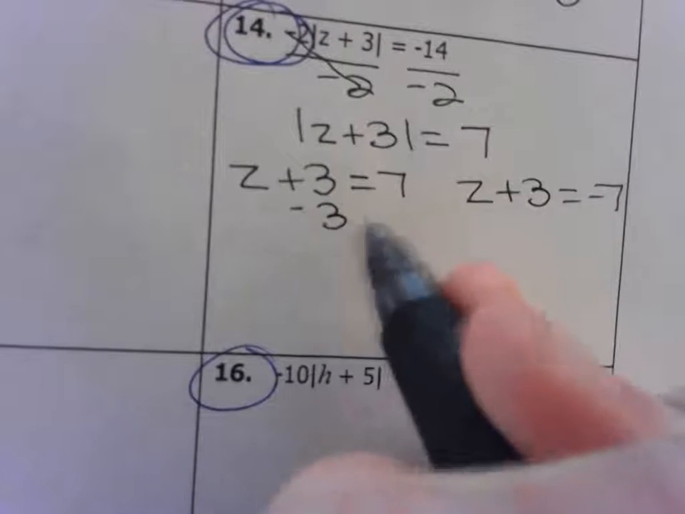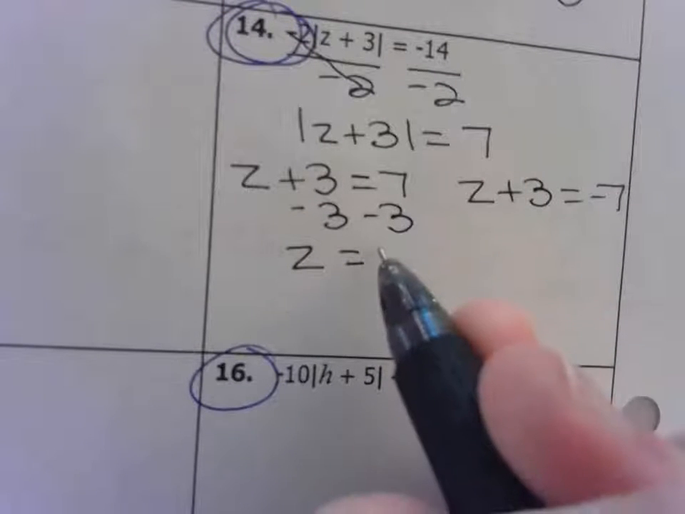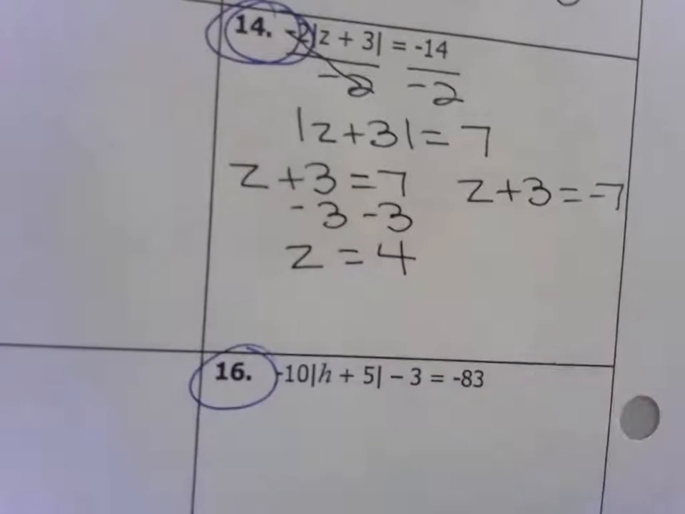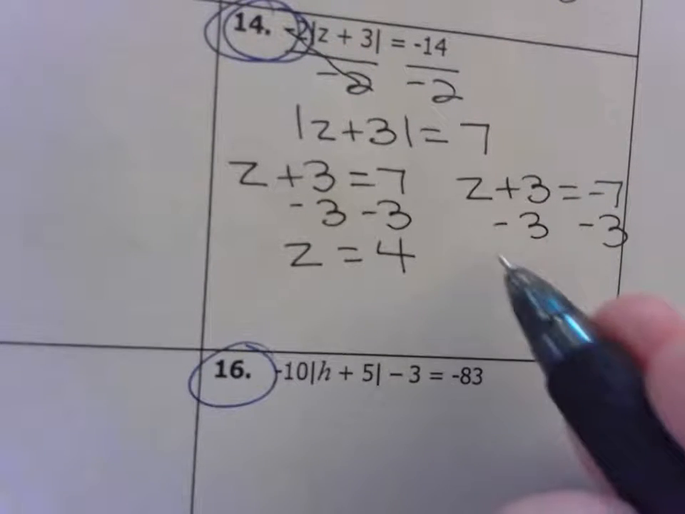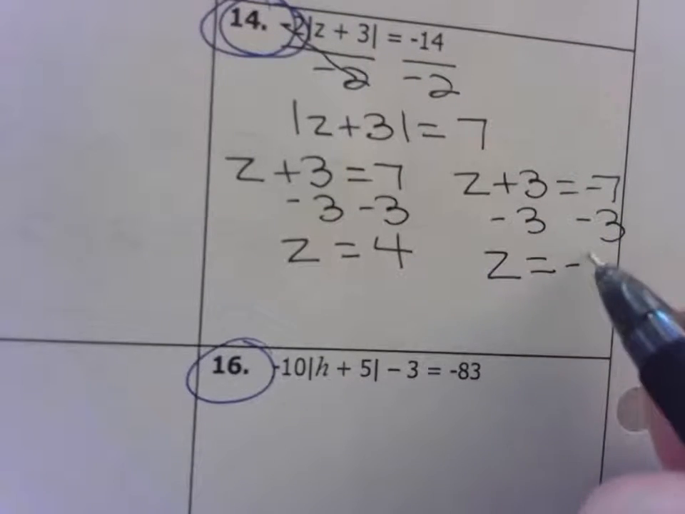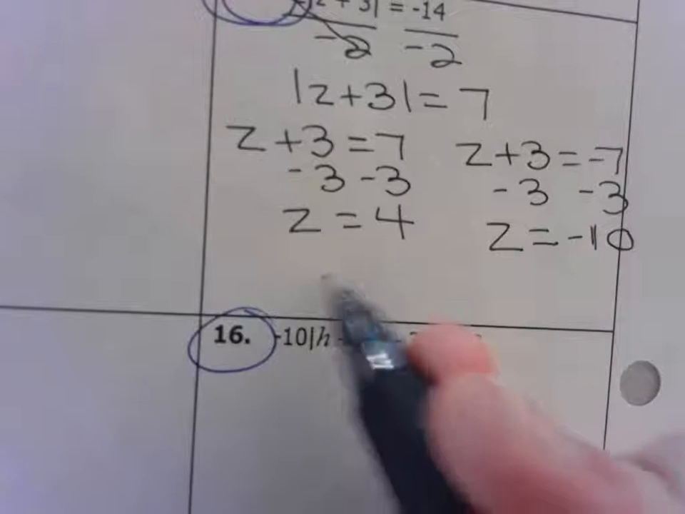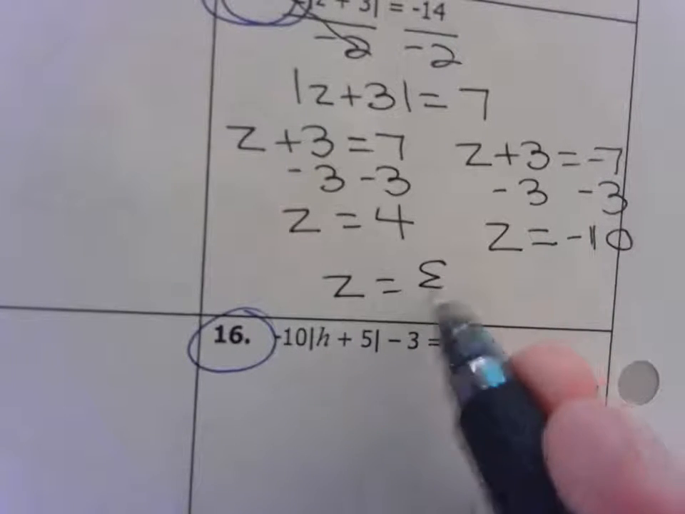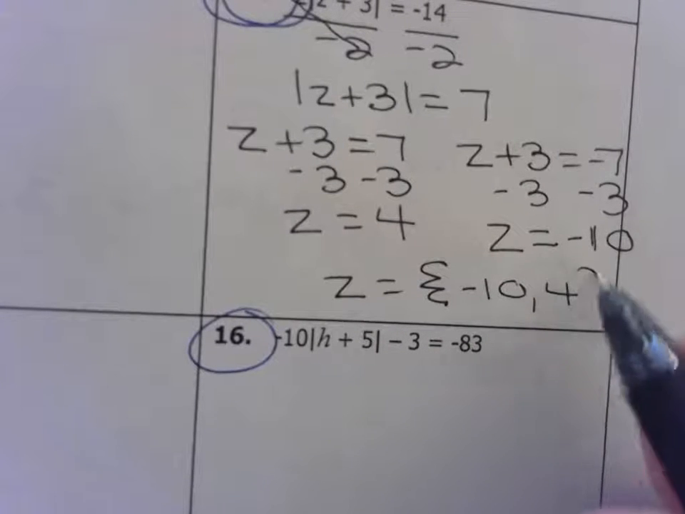Minus 3, z equals 7 minus 3? 4. So solve both equations. You know how to do that. Minus 3, negative 7 minus 3? Negative 10. Negative 10. You're good. Negative 10. And then write it as a solution set. Z equals, fancy brackets, negative 10, comma, 4.